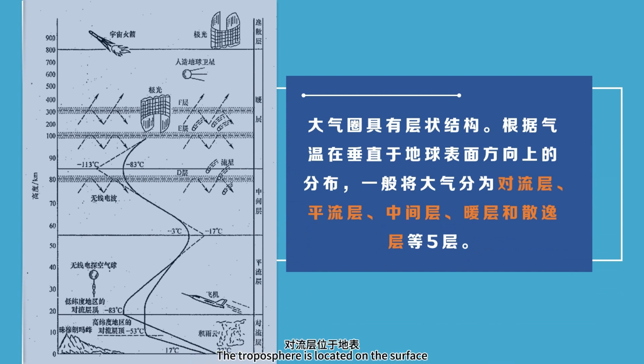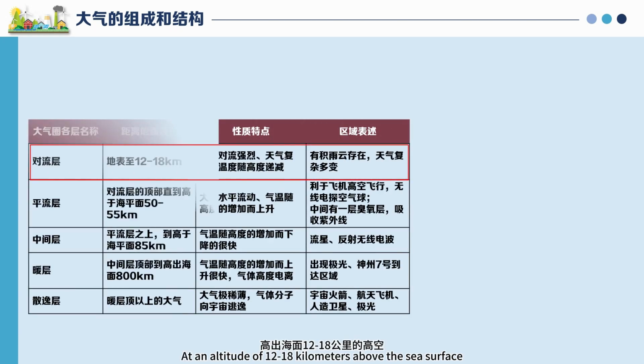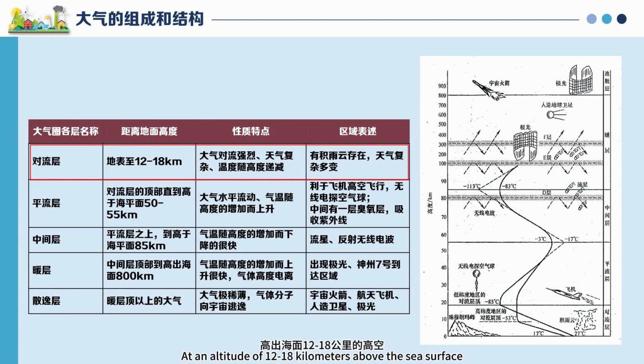The troposphere is located on the surface, at an altitude of 12 to 18 kilometers above the sea surface. Strong atmospheric convection. The weather is complex. Temperature decreases with height. There are cumulus clouds present. The weather is complex and variable.